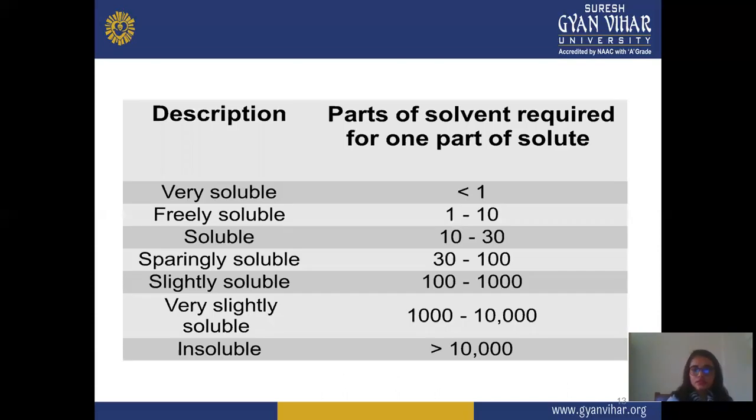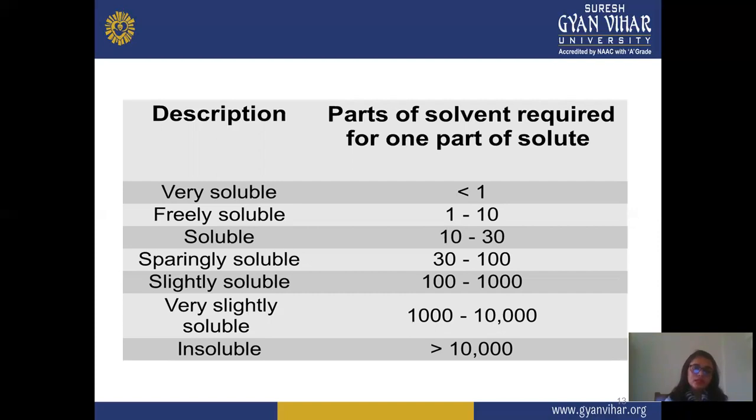Next are the different types of solubility according to parts, that is, how many parts of solvent are needed to dissolve one part of solid. First, very soluble means less than 1 part. Second, freely soluble means 1 to 10 parts, soluble means 10 to 30 parts, sparingly soluble is 30 to 100 parts, slightly soluble is 100 to 1000 parts, very slightly soluble means 1000 to 10,000 parts, and insoluble means more than 10,000 parts.